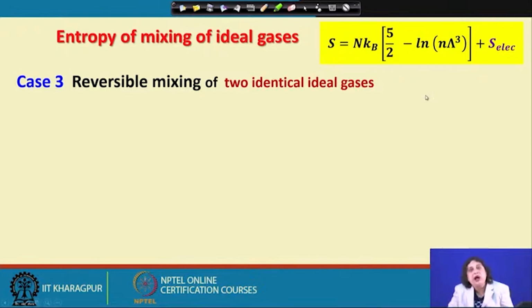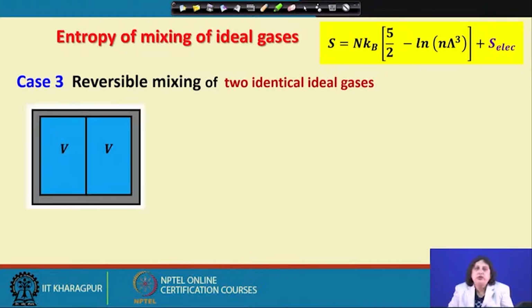So, this brings us to the final and most interesting case, a case of reversible mixing of two identical ideal gases. What is it that we are trying to do here? I have in the initial equilibrium state the same gas on both sides of the partition, and I reversibly withdraw the partition separating the two halves of the box. Now, what will happen? What do you expect?